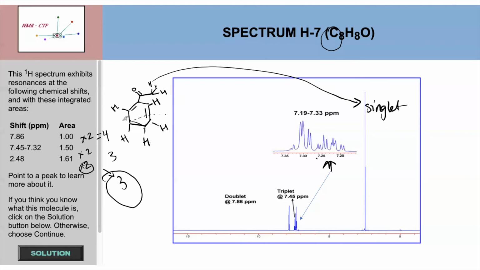And then we take a look at this one, and we see it's a doublet. And again, we have 1 hydrogen here, that's a doublet. On the side, we have 1 hydrogen here, there's a doublet. None over here, so no triplet, just a doublet.